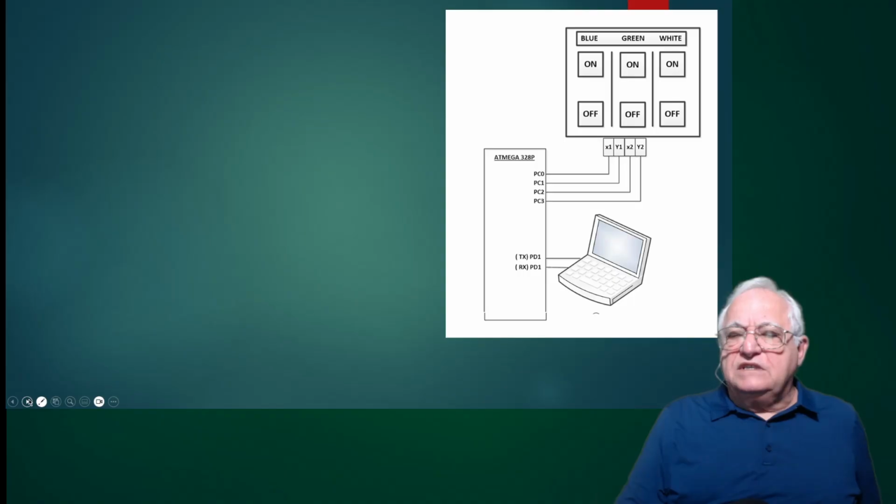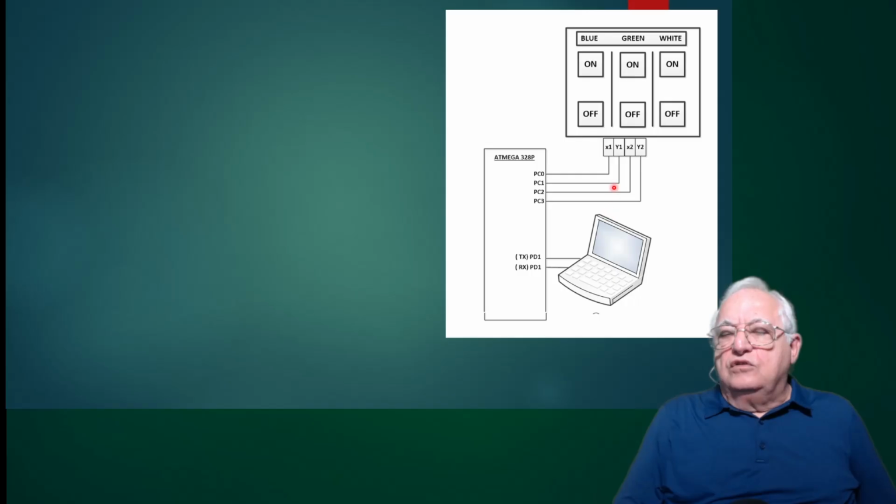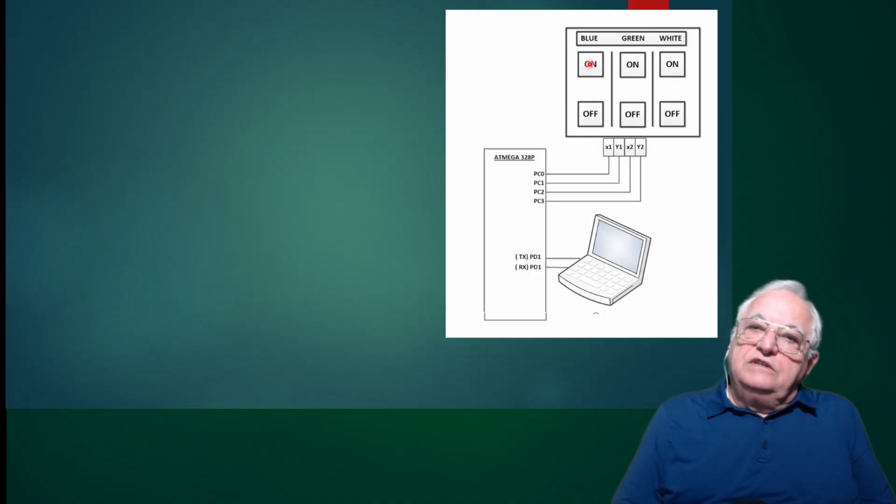So this is kind of the schematics of what we want to do. We want to have a panel with an on and off button for a blue, green, and white LED. And when we press those buttons, we can turn the LEDs on and off.